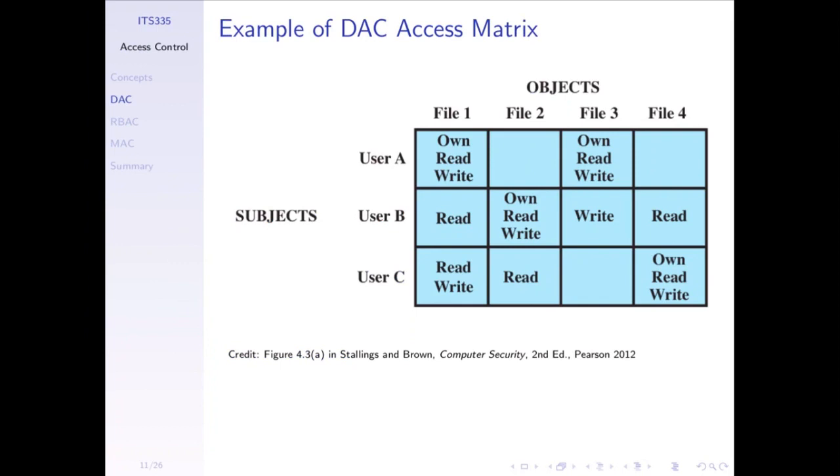This is a DAC access matrix. In this we can see multiple users, A, B and C, and these are subjects like we discussed in the beginning. The subjects are the owner of that project, a user, a person who has access to that system. Objects are files, databases, pictures, graphs, software. These are objects. And here is the access.